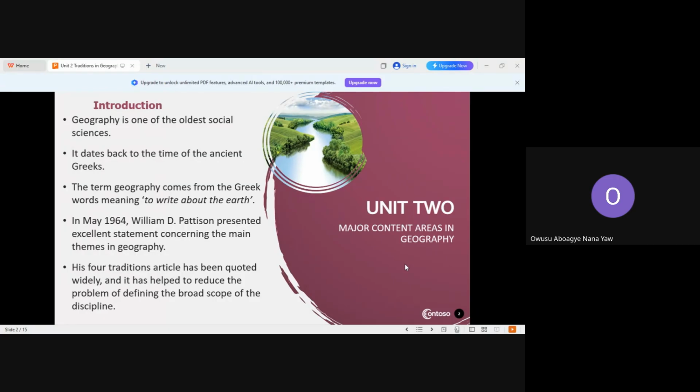When we're talking about physical geography, it is the study of the Earth surface, which includes the physical features, how they are arranged, beneath and above the earth.